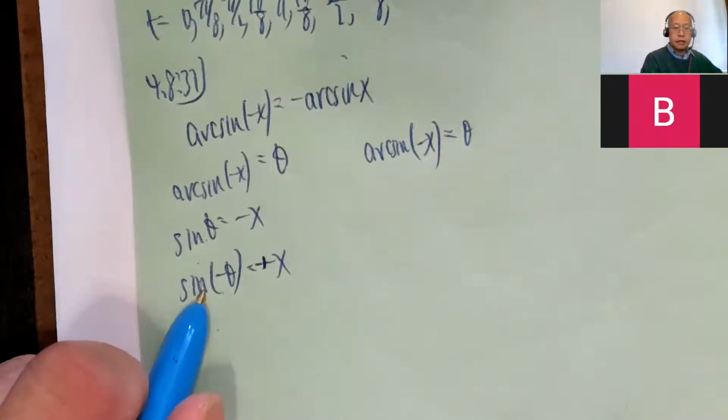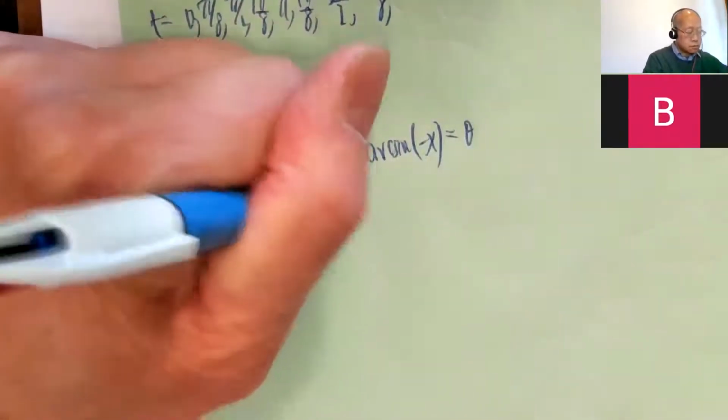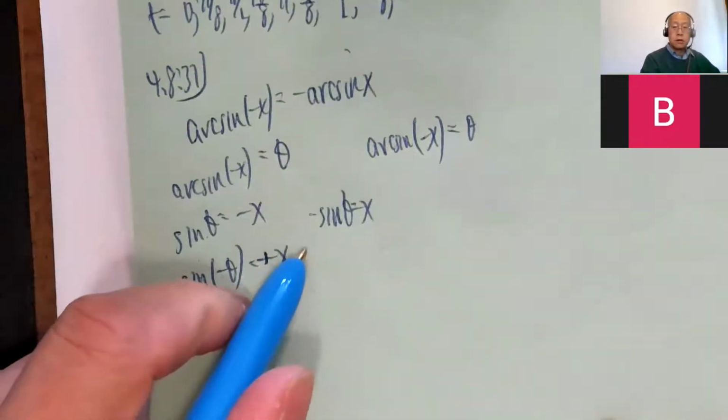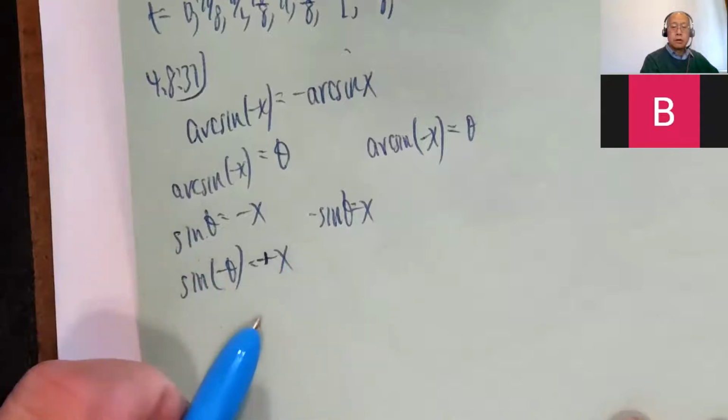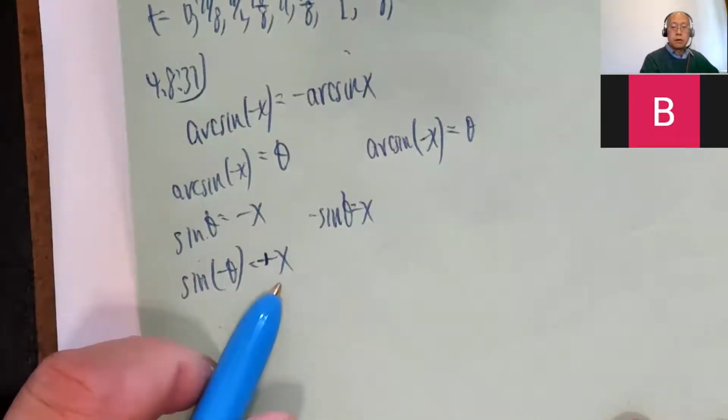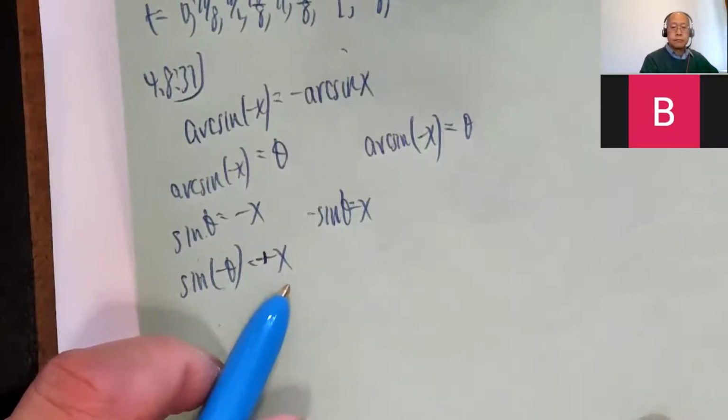Negative sine theta equals x. Correct. But you could also just turn that into sine of theta equals negative x by multiplying the whole thing by -1, which is the same thing. Yes, I was just getting confused.